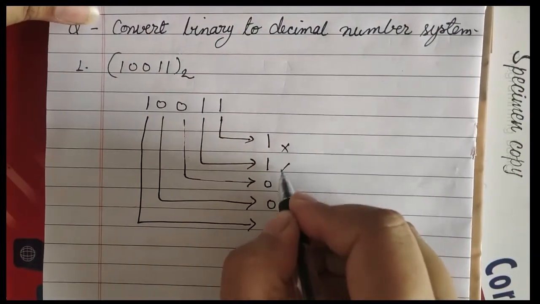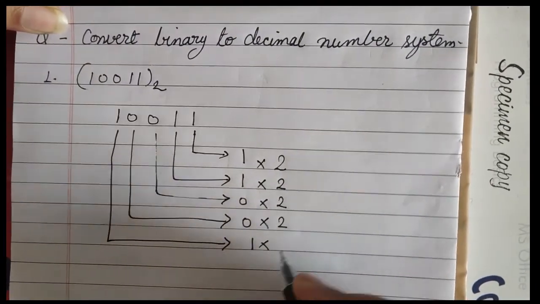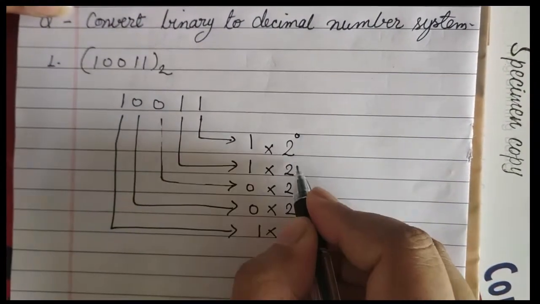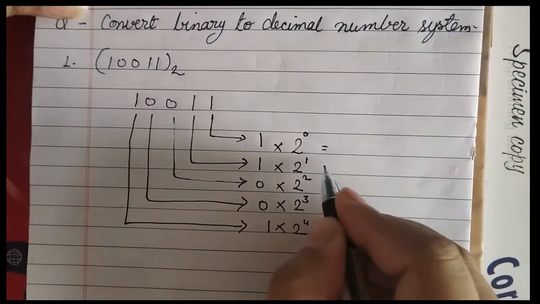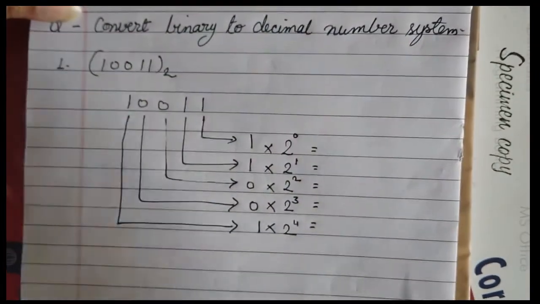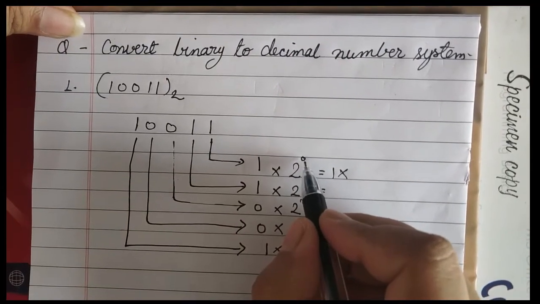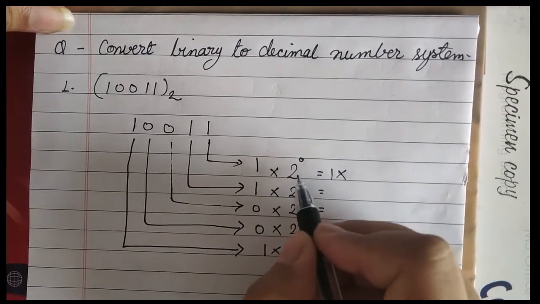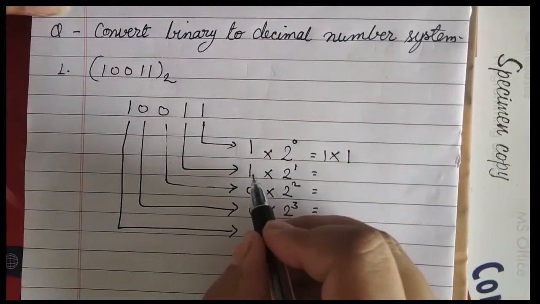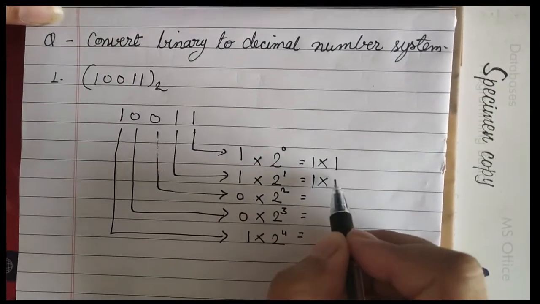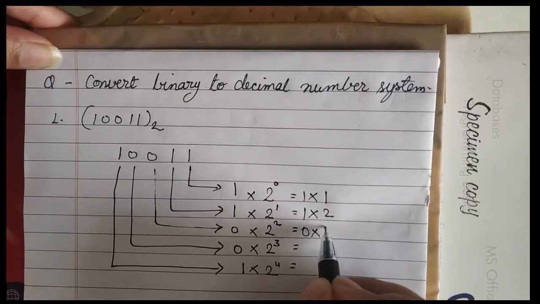Okay, then you have to multiply by 2. Okay, here 2 raised to the power of 0, 1, 2, 3 and 4. So 1 into 2 raised to the power of 0 is always 1. I have already told you in the video also, 2 raised to the power of 0 is always 1. You have already studied it in maths also. So 1 into 2 raised to the power of 1 is 2 only. 0 into 2 raised to the power of 2 means 2 2s are 4.